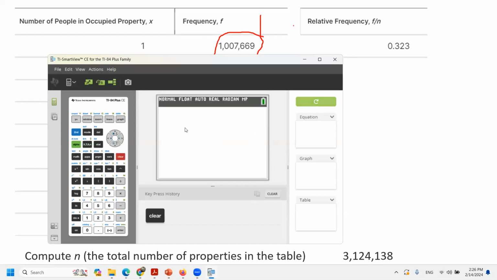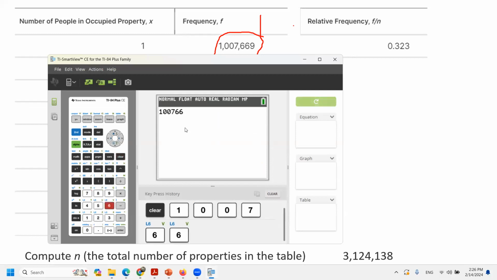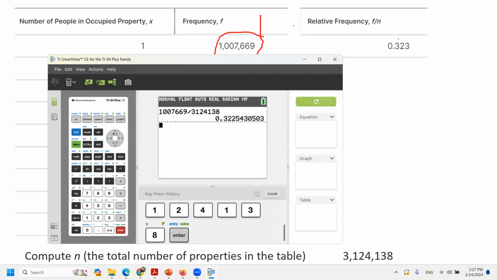The relative frequency here is 1,007,669 divided by 3,124,138. If we do the division, we get 0.3225. And because of this 5, we're going to round this up, okay? 0.323. That's how you end up with this relative frequency or probability.